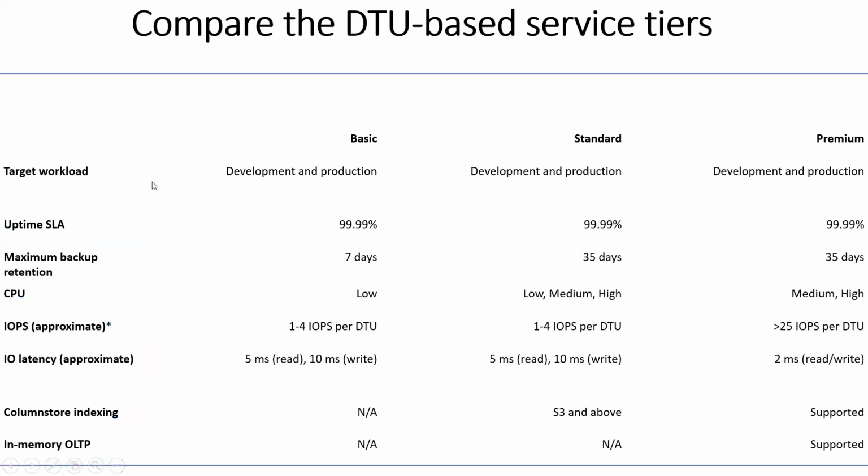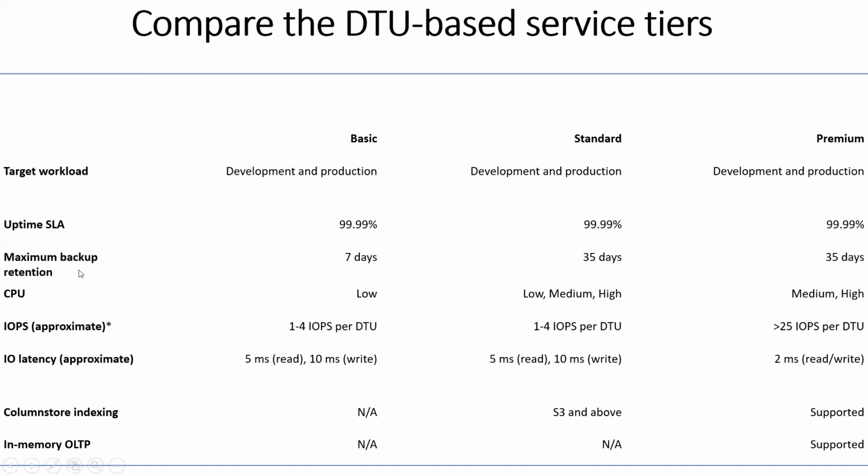Now let's see what is the difference between basic, standard, and premium. We have seen three service tiers available in the DTU model, right? Now see what the differences are. All of them can be used for development and production purposes. Basic, standard, premium, and the SLA would be 99.99%. Microsoft is providing 99.99% for all these models. These are very, very important points.